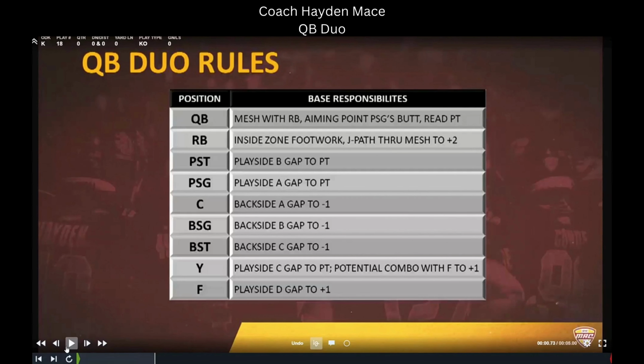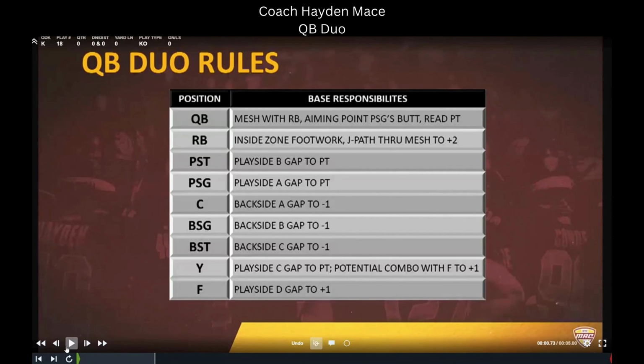So across the board, our quarterback duo rules, talking quarterback and running back, they're going to execute an inside zone mesh when the back is coming from play side. The quarterback's aiming point is going to be the play side guard's butt, and then his eyes are ultimately on the point backer. So as he's coming through the mesh, attacking the play side guard's butt, he is reading that point backer on what direction he's going. Once the point backer tells him his read, he then proceeds through the line of scrimmage and executes his secondary read from there.